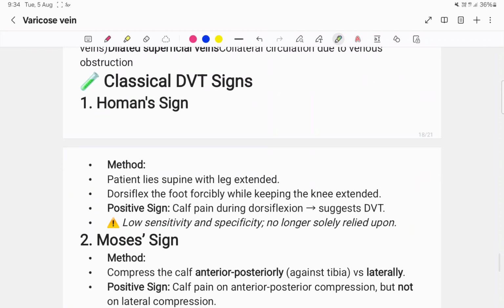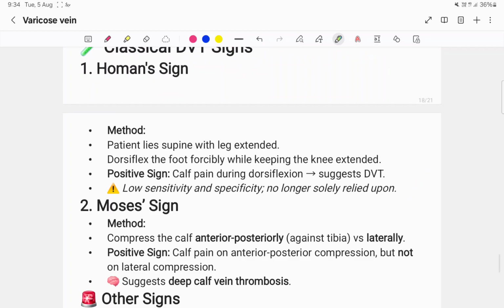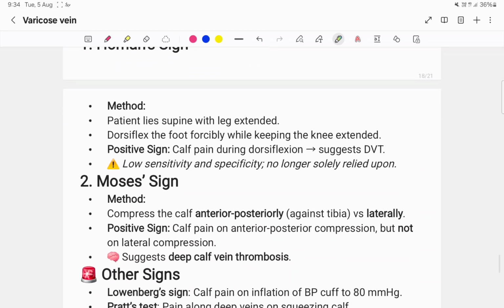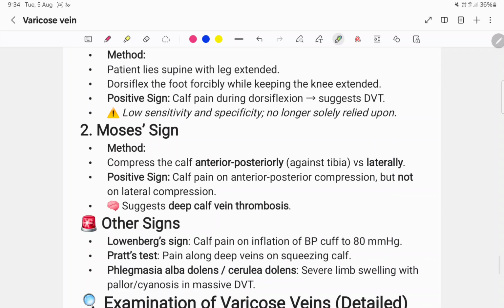Classical DVT signs. One is Homan sign. What is the method of eliciting this? The patient lies supine with the leg extended, and the foot is forcibly dorsiflexed while keeping the knee extended. A positive sign indicates calf pain during the dorsiflexion.